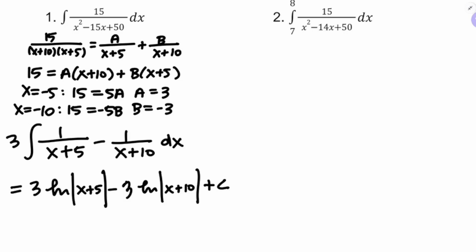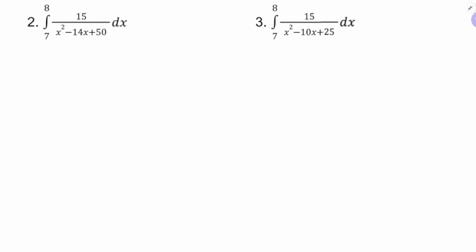Now number 2, 15 over x squared minus 14x plus 50. I'm thinking about factors of 50 that add to negative 14, and that's not going to work, because we had 10 and 5, and 25 and 2, and 50 and 1. This isn't factorable, and if it's not factorable in the denominator, it must be complete the square. X squared minus 14x plus 49 would be a perfect square, so this one is going to involve arctangent.